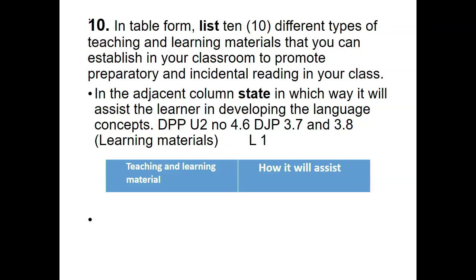In the DPP study guide, number 4.6, the learning materials is actually in a table form for you to study. In DJP, number 3.7 and 3.8 is learning materials. It is not in table form, so you will put it in table form. You will make two headings on your table. The first heading on the left column will be teaching and learning material, and then in the right column, how it will assist. Please remember that you put the part of assisting next to the specific material.